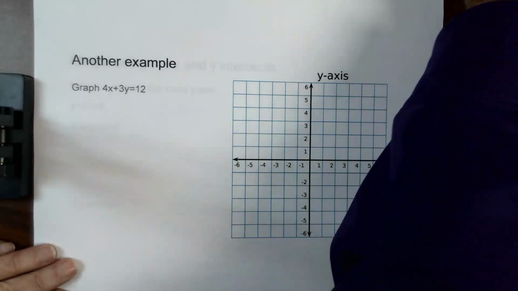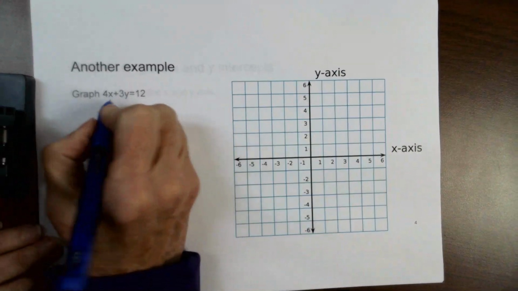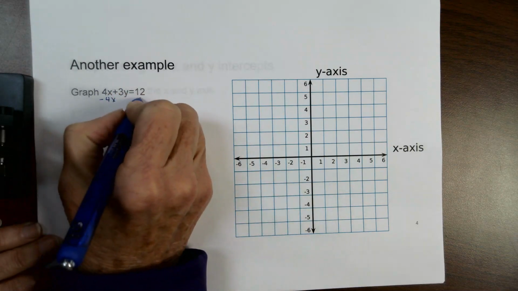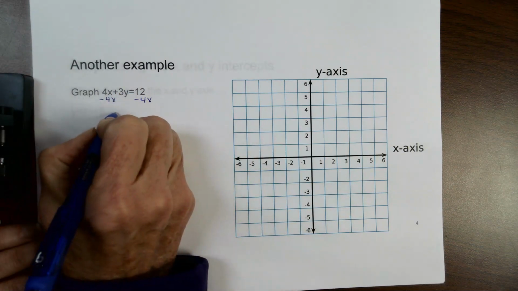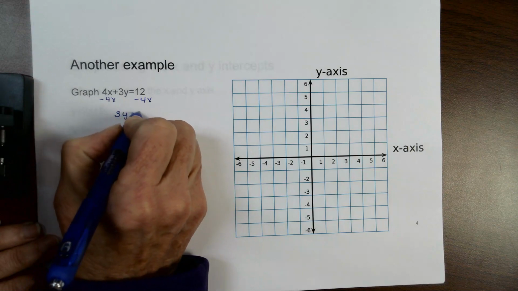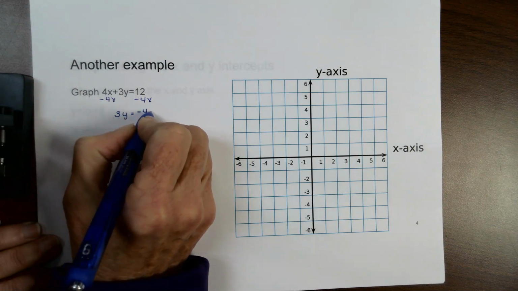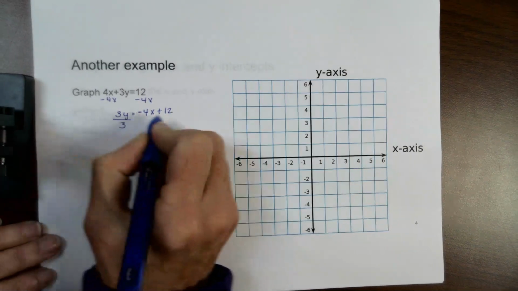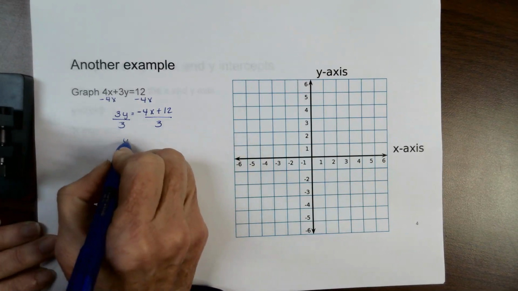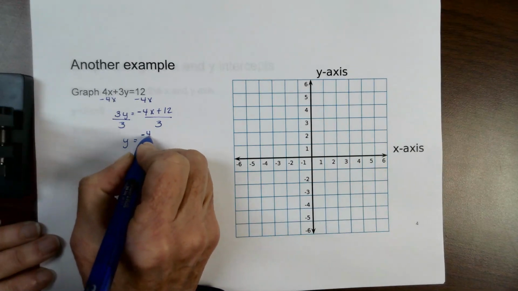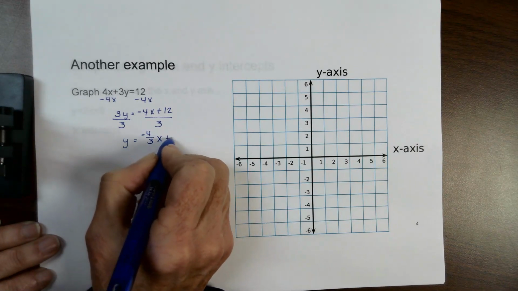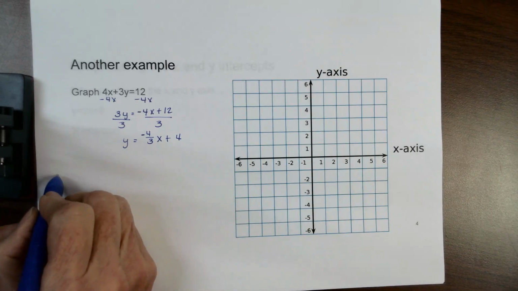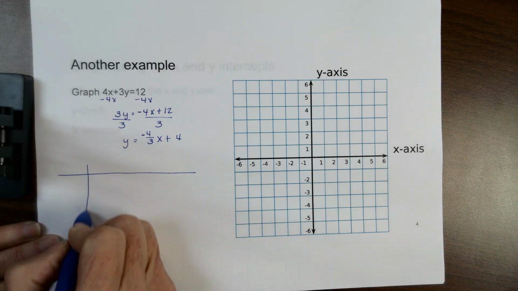Here's another example. Again, the first thing we have to do is solve for the y. So I'm going to add a negative 4x to both sides. So I have 3y equals negative 4x plus 12. Then I'm going to divide everything by 3. So I get y is equal to negative 4/3 x plus 4. Again, I'm going to pick values that are going to make it easier for me to do the math on it.